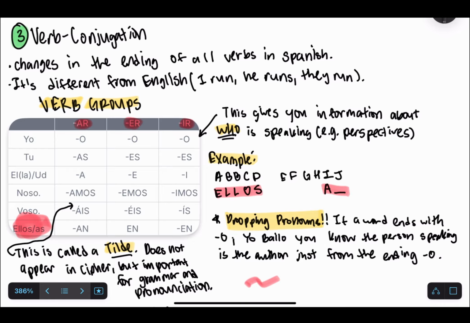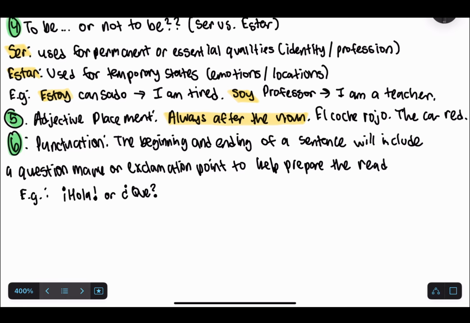Other than that, you just need to know how verb conjugation works, and all you need to know is that it just changes the ending of all verbs in Spanish based on the person speaking it. It's very different from English because we usually say I run, he runs, they run, using that same run everywhere, but the second you change the person speaking, the verb ending changes a lot, as you can see from the table. So covering verb conjugation, let's now go to the last section about a little bit important things that you need to know for the rest.